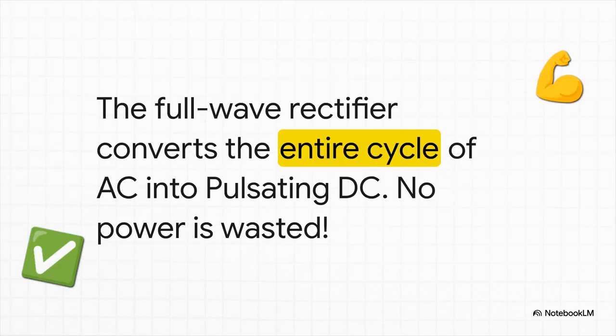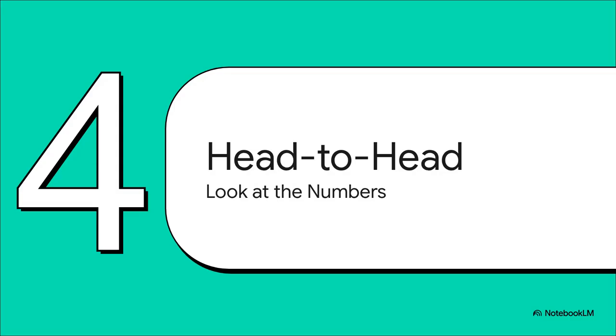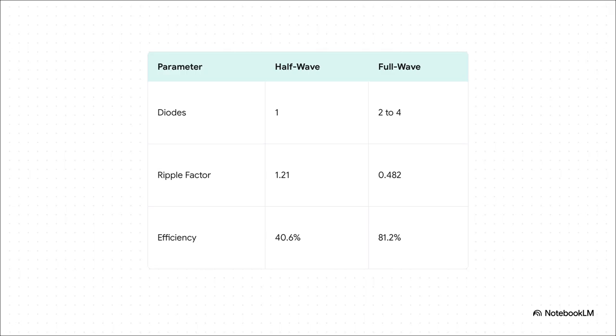And what's the result? Well, it means the entire AC wave gets used. The whole thing. Nothing is wasted. It takes both the forward and the backward parts of the wave and turns all of it into useful power. Okay, so we've got the simple but wasteful half wave versus the clever and efficient full wave. Let's put them head to head and just look at the hard numbers. Just take a look at this comparison.